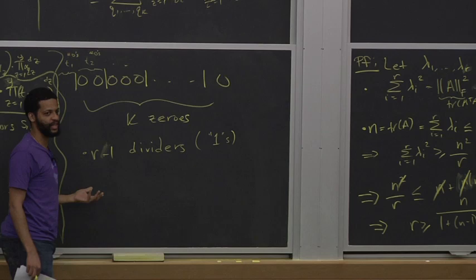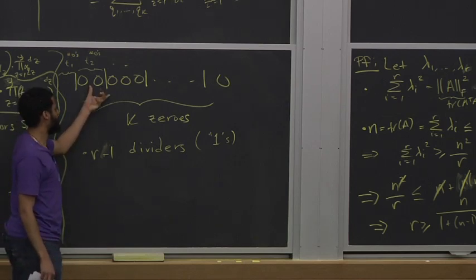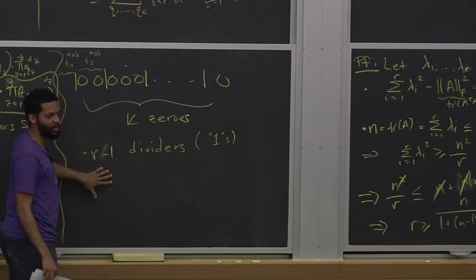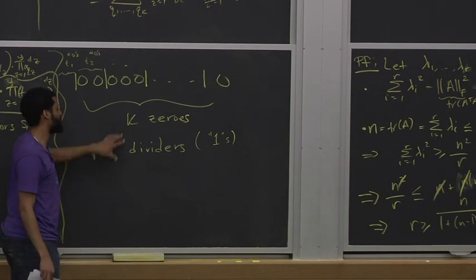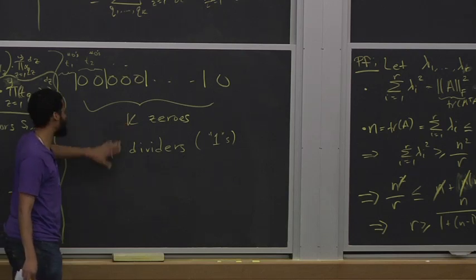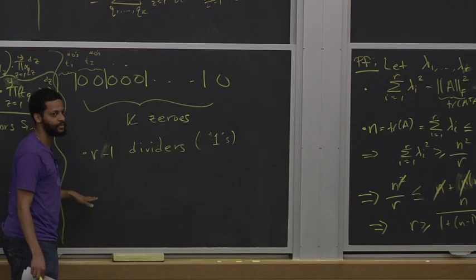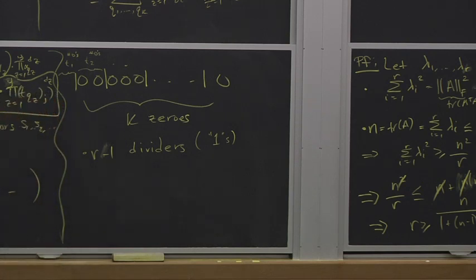But how many ways are there? This is just a binary string which has a total of k plus r minus 1 digits. And then you have to choose which of those digits are zeros and which ones are ones. So you have to choose k of them to be zeros, and the rest will be ones. So that's exactly r plus k minus 1 choose k. Okay? So that's it.